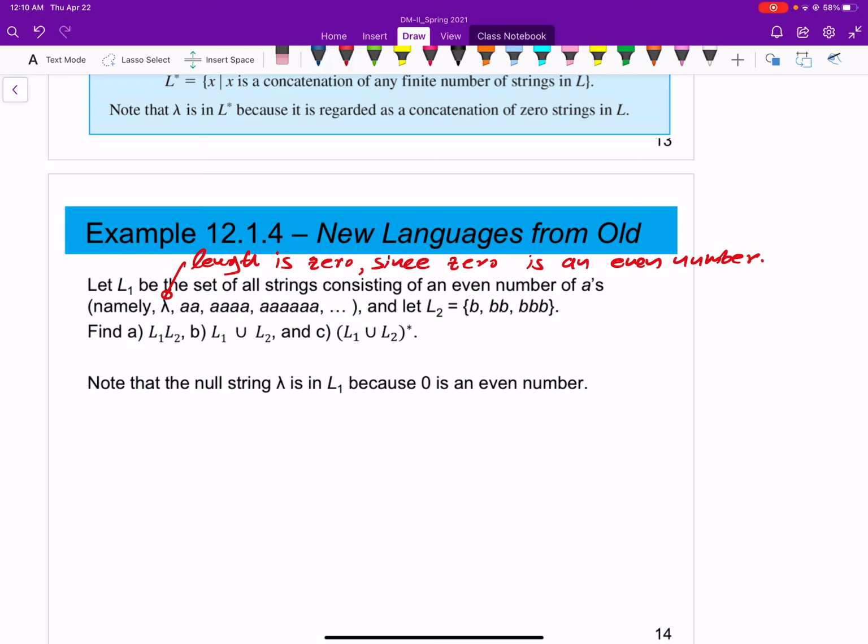And then part A of the problem, you have to find L1 L2, and then L1 union L2, and then finally Kleene closure of L1 union L2. So those are the three things you have to find. Then here there's a note. Note that the null string lambda is in L1 because 0 is an even number. Okay, so I wrote it above. Okay, let's go to the next slide.